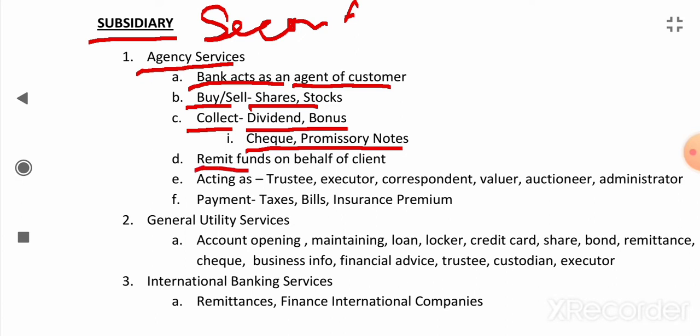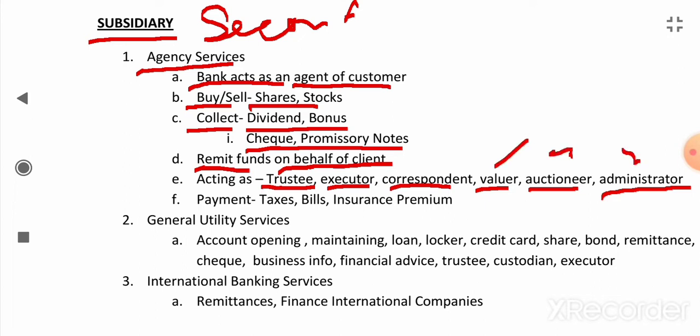They remit funds on behalf of the client. The client doesn't have to physically carry the fund from one place to another. The bank will transfer the money on behalf of the client. The bank acts as a trustee, executor, correspondent, valuer, auctioneer, administrator, like to administer any property, to auction any property, to value the property, acts as a correspondent of the customer, as an executor of any document, or as a trustee.